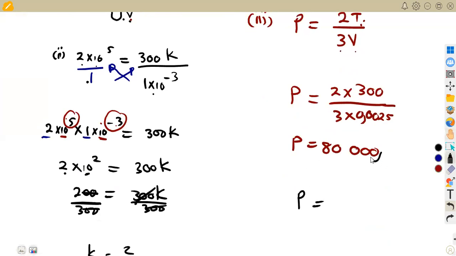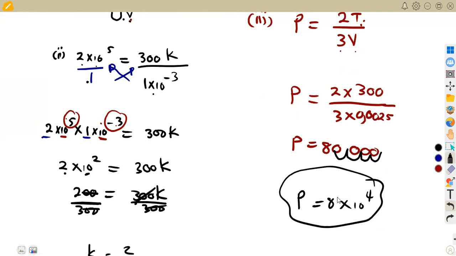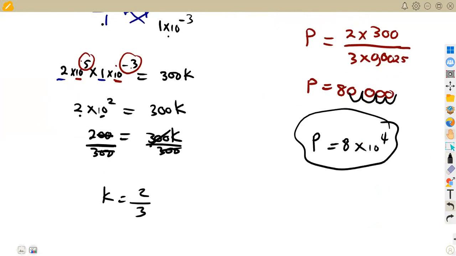That was going to be between 1 and 10. That's 1, 2, 3, 4. So it's going to be 8,000 and so on, which is simply 8 in this case times 10 to the power of what? Times 10 to the power of 4. So that is how we are supposed to at least attempt. So all we just need is to revise as many questions as we can as we are preparing for the exams ahead of time.